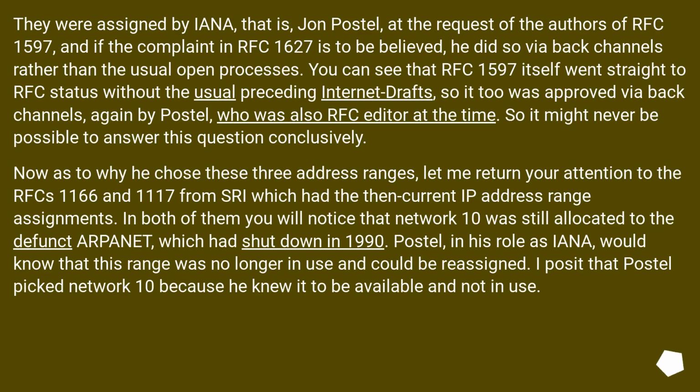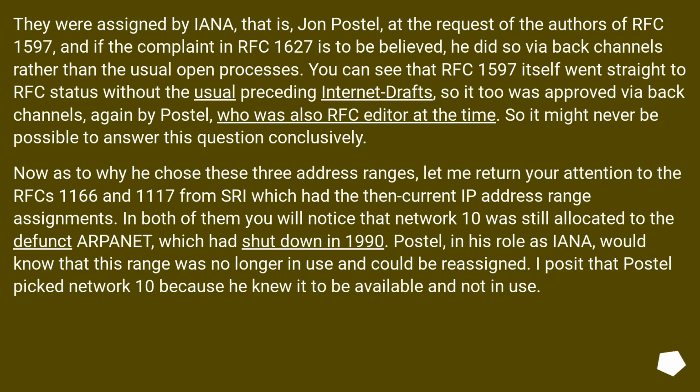They were assigned by IANA, that is, John Postel, at the request of the authors of RFC 1597, and if the complaint in RFC 1627 is to be believed, he did so via back channels, rather than the usual open processes. You can see that RFC 1597 itself went straight to RFC status without the usual preceding internet drafts, so it too was approved via back channels, again by Postel, who was also RFC editor at the time. So it might never be possible to answer this question conclusively.